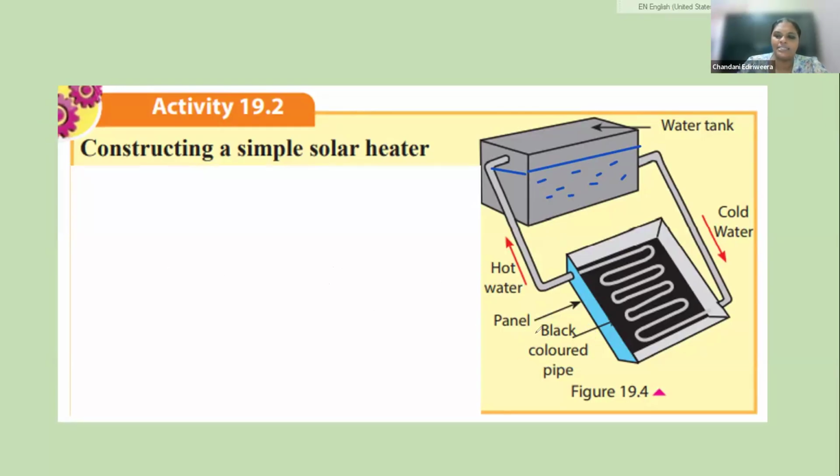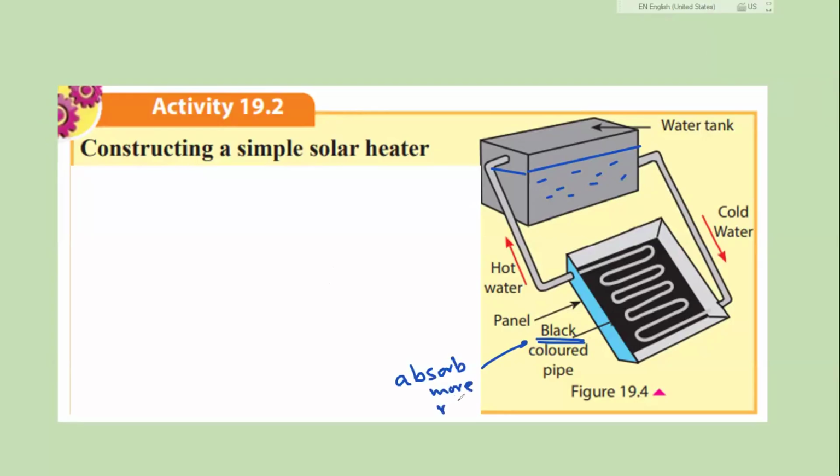Can anyone tell us, does white or black color absorb heat quickly? Black color absorbs heat quickly, and it also releases heat quickly. Not quickly, slowly, no? Right, it releases the heat very slowly, miss. White color absorbs heat slowly and releases heat fast? No, not fast, it releases slowly too. Right? So black colored things absorb more heat. They are absorbing more heat, right?